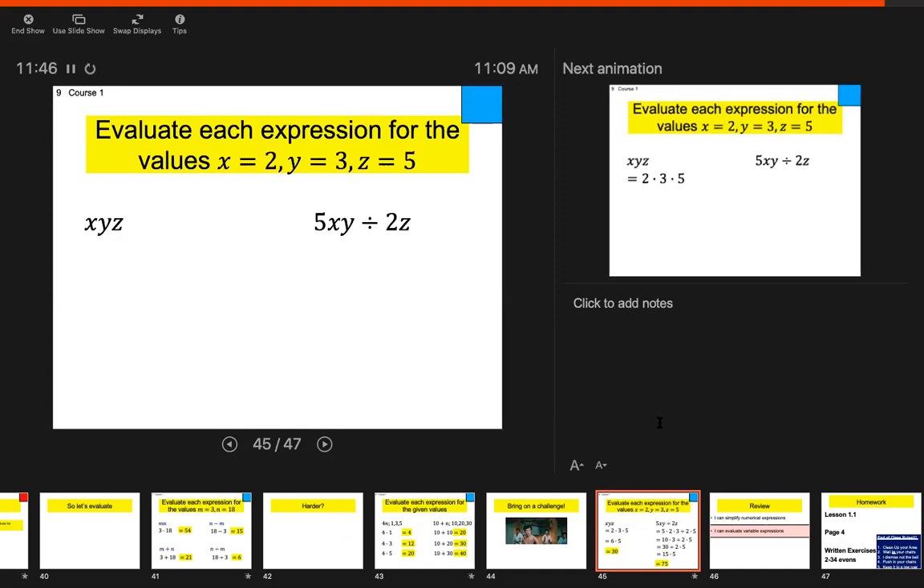Can you multiply 3 numbers together at the same time? 3 or more numbers together at the same time. Can you do that? You can't. How many numbers can you multiply at one time? Just 2. So we're going to go left to right. 2 times 3, times 5. 30.